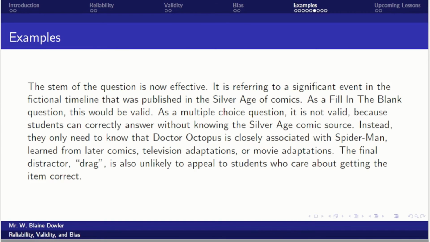So the movies and comic books, or the movies and TV adaptations, will clearly tell most people that Dr. Octopus is associated with Spider-Man. So you don't need to know this specific era of comics to say he's probably not going to appear for the first time in a Batman comic or in an Archie comic, and he's certainly not going to appear the first time in drag. So we do not have effective distractors here. It's way too easy for someone who is not familiar with the content to select the correct answer.